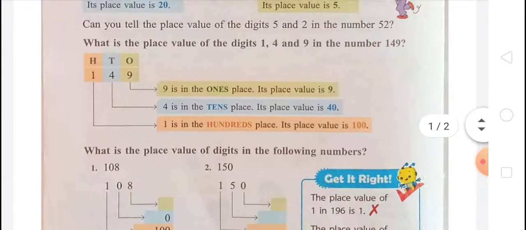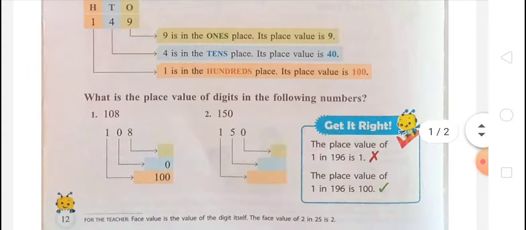Come on, next question. What is the place value of the digits in the following numbers? There are two numbers you can see here, 108 and 150, and you have to find the place value of the digits. In 108, 8 is in the 1's place, 0 is in the 10's place and 1 is in the 100's place.